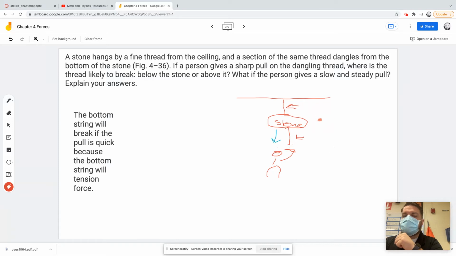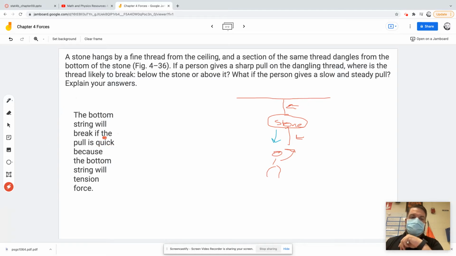Now the reason it snaps is because the stone, just like our previous example, has inertia. So that stone doesn't really want to move. It's not going to move. If I pull this real quick, that force could snap that string before that stone even moves. That's why the quick part is so important.